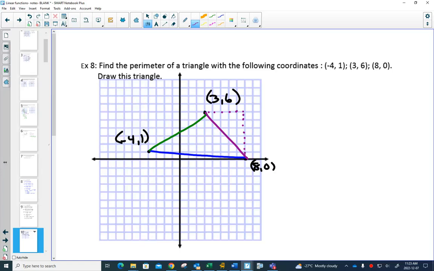But I agree, I like, if we count in this one, 1, 2, 3, 4, 5, this is 5. 1, 2, 3, 4, 5, 6, this is 6. And so c squared would equal 5 squared plus 6 squared. C squared would equal 25 and 36.